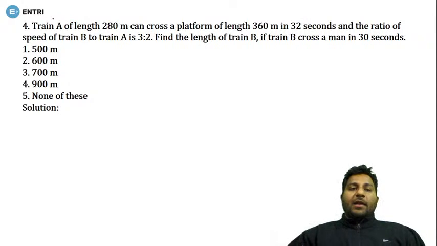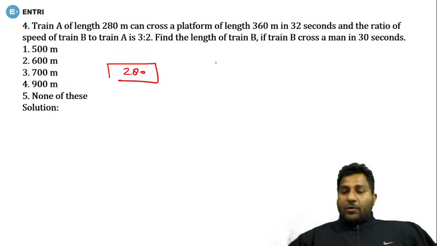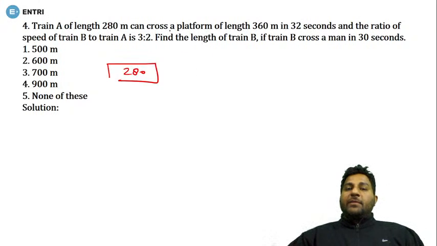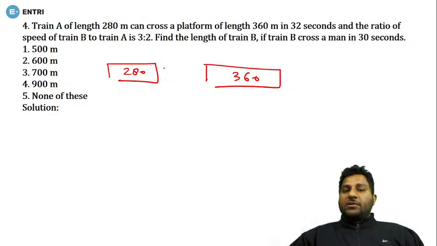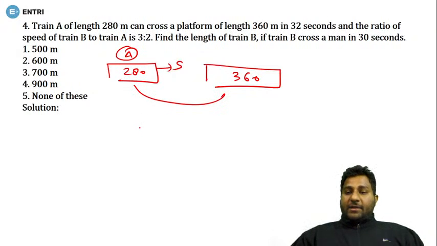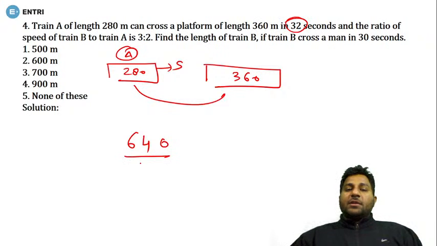All right. Look, train A has 280 meter length. So we have to do it quickly. Train A, 280 meter, can cross a platform of 360 meter in 32 seconds. So train A must have a speed S, which means if a train is crossing a platform, the lengths will be added, and it will become what? 640. And this 640 has been covered in 32 seconds, which means the speed is 20 meter per second.